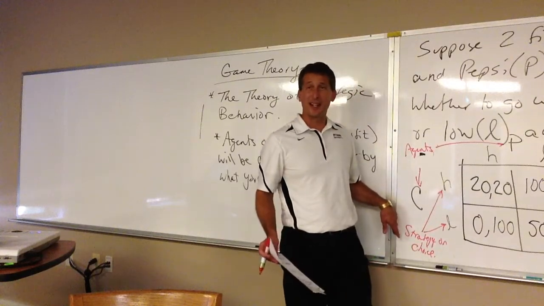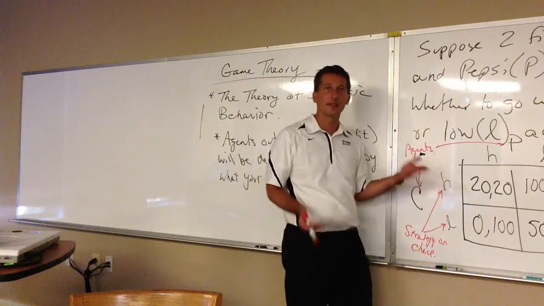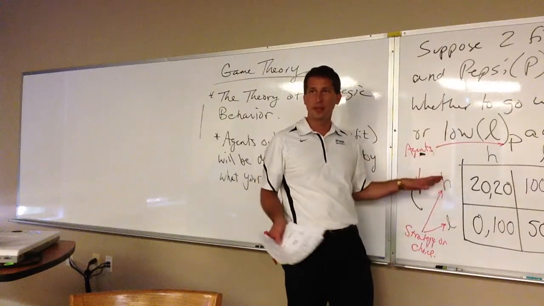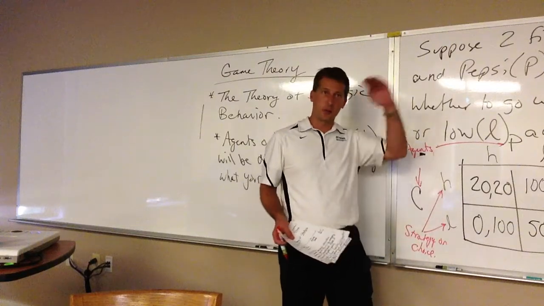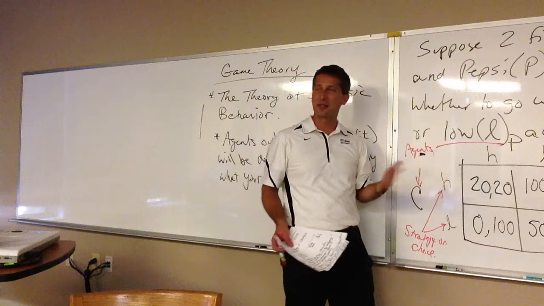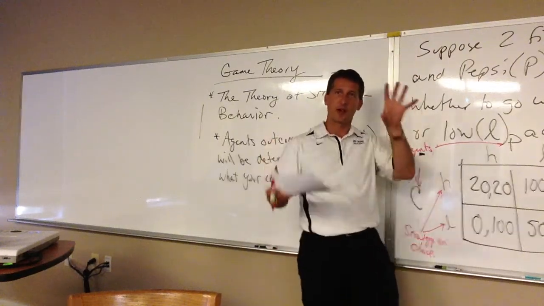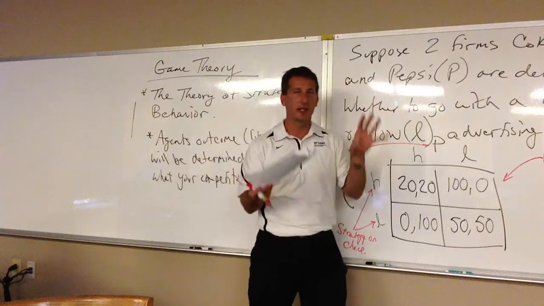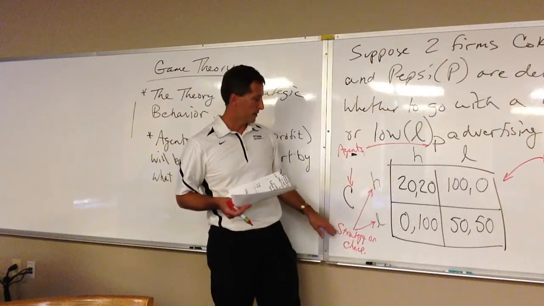Technically, it's called a strategy, but it's kind of weird when it's just one. What's your strategy? I'm going high, right? And so it's just one choice. But in more complicated games, we might go through a number of steps, a multi-step process where you're thinking: okay, I'm going to do this if they do this, but I'm going to do this if they do this, that type of thing. So it's called a strategy.